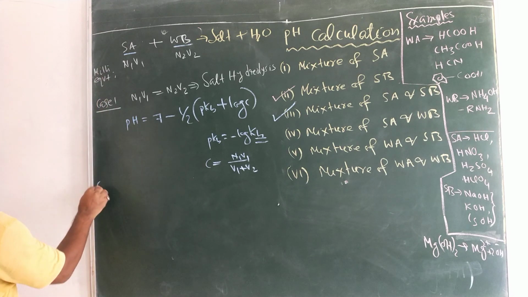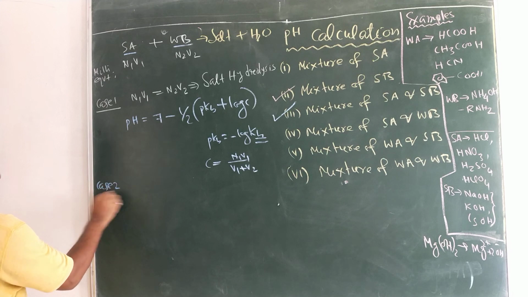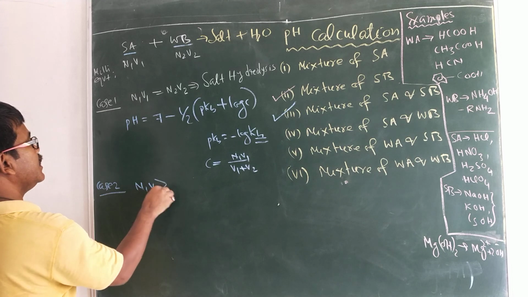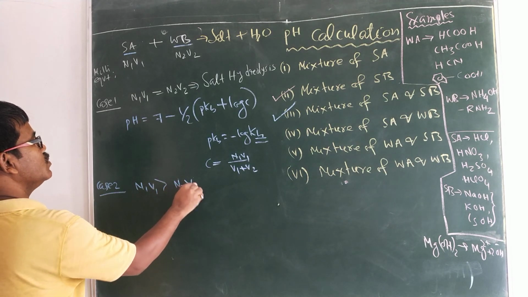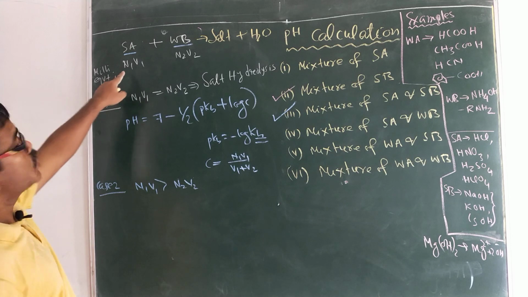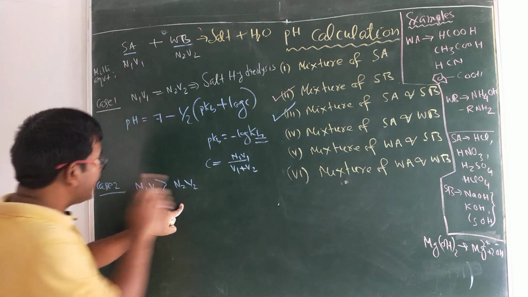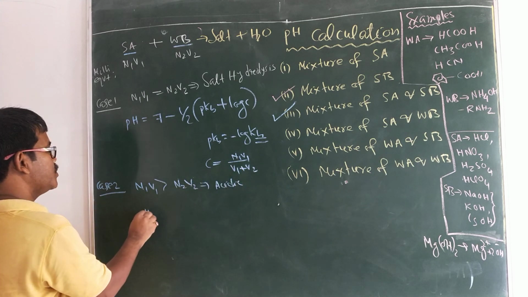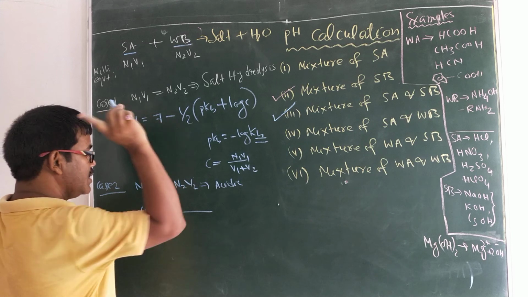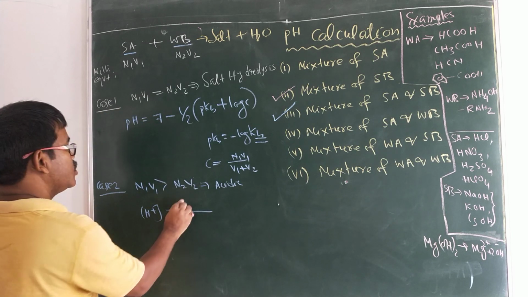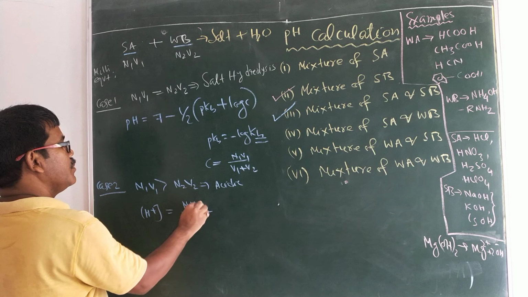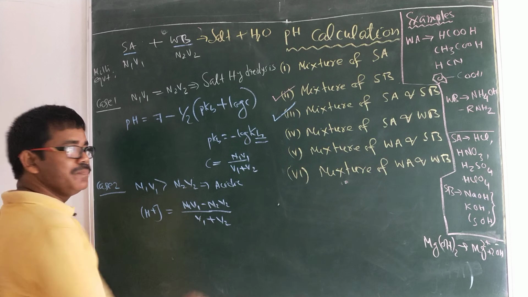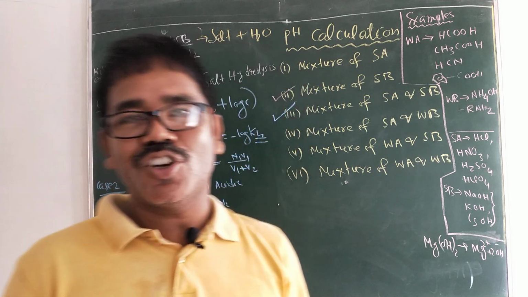Or case 2, what can it be? Milli equivalent of strong acid is greater than milli equivalent of the weak base, N1V1 greater than N2V2. In that case, strong part is higher than the weak part. In that case, obviously the resulting solution will be acidic. As the resulting solution will be acidic, there will be H plus concentration. This is as simple as the mixture of strong acid and strong base. This will be your N1V1 minus N2V2 divided by V1 plus V2. Simple, like a mixture of strong acid and strong base.